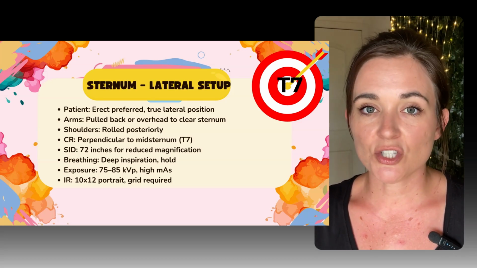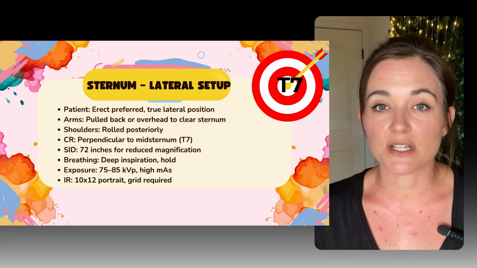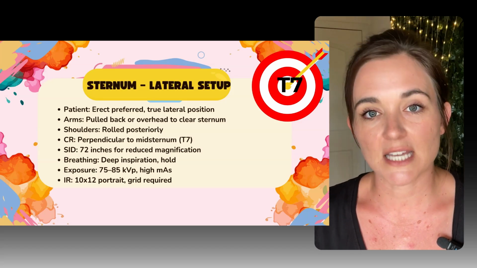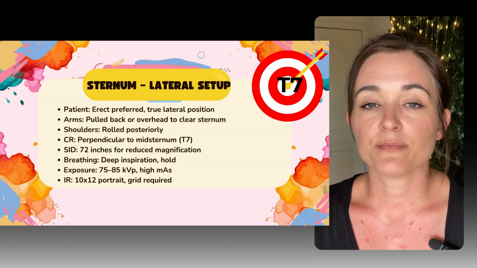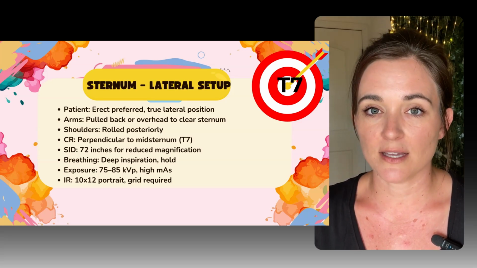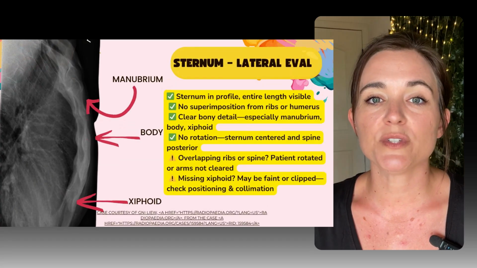We use a 72-inch SID to reduce magnification, and we suspend respiration on deep inspiration. Collimate tightly to the sternum, but make sure you include the entire length. Use 75 to 85 kVp and a high mAs. Again, a grid is required. So what should you see?